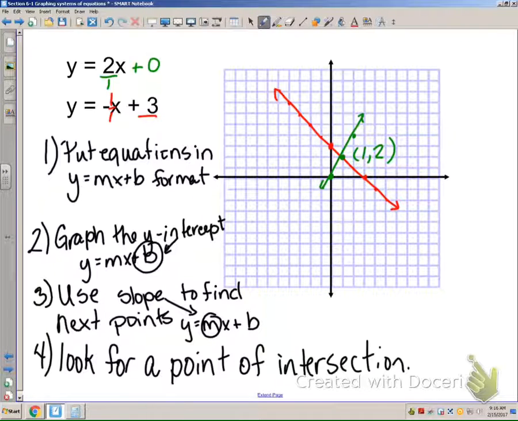And we can always plug that back in and check. When x is 1, y should be 2. So I should have 2 equals 2 times 1 plus 0. And on the bottom one, 2 should equal negative 1 plus 3. Negative 1 plus 3 does in fact equal 2. 2 times 1 is 2, plus 0 is 2, so I know that I did it correctly.